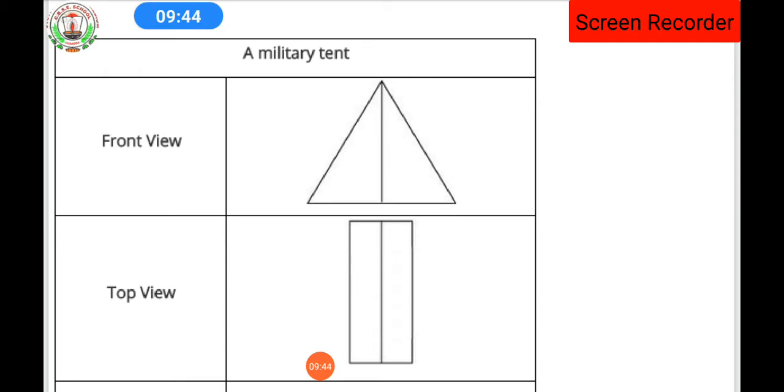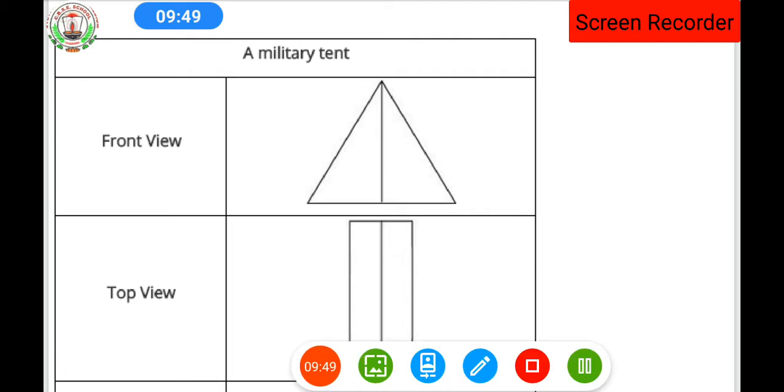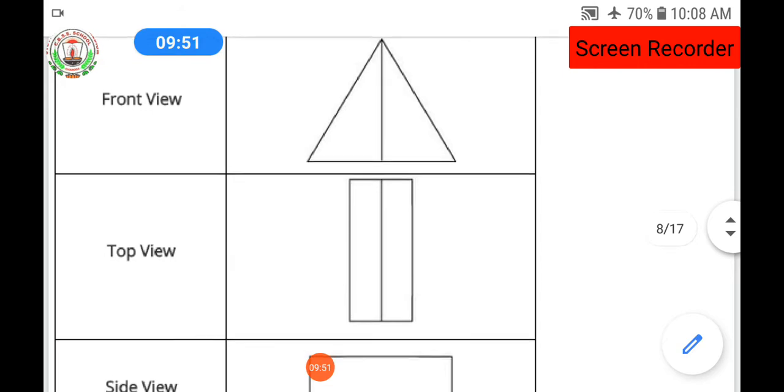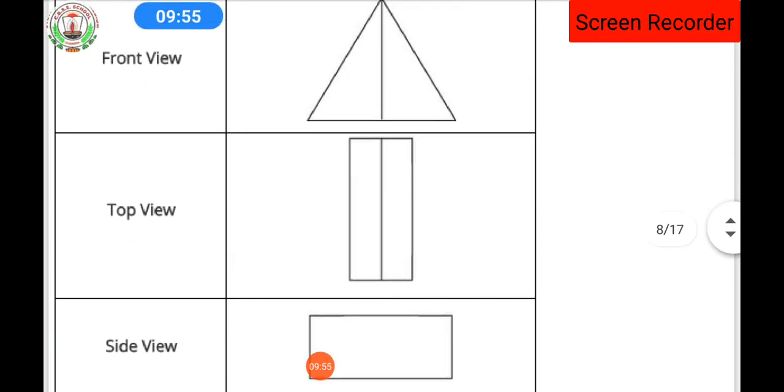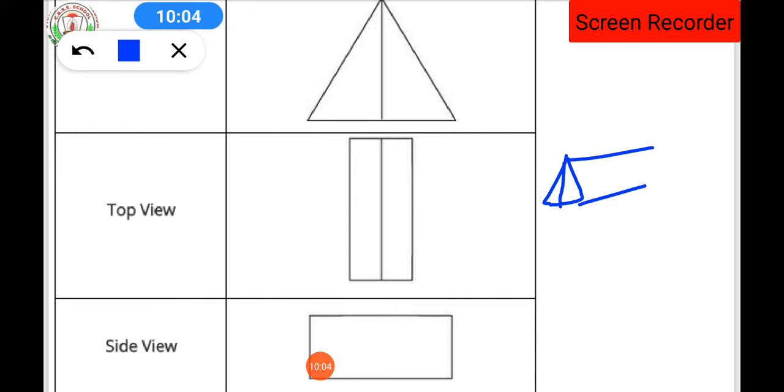drawn, isn't it? So how does a military tent look from the front? Let me draw once again the military tent as it is given. In the question, a military tent is given like this. A triangle is mentioned and the triangle median is drawn. Okay, like this a military tent is drawn. In the military tent it is said that this is the side view. Here it is marked as the top view and this one is marked as the front view.